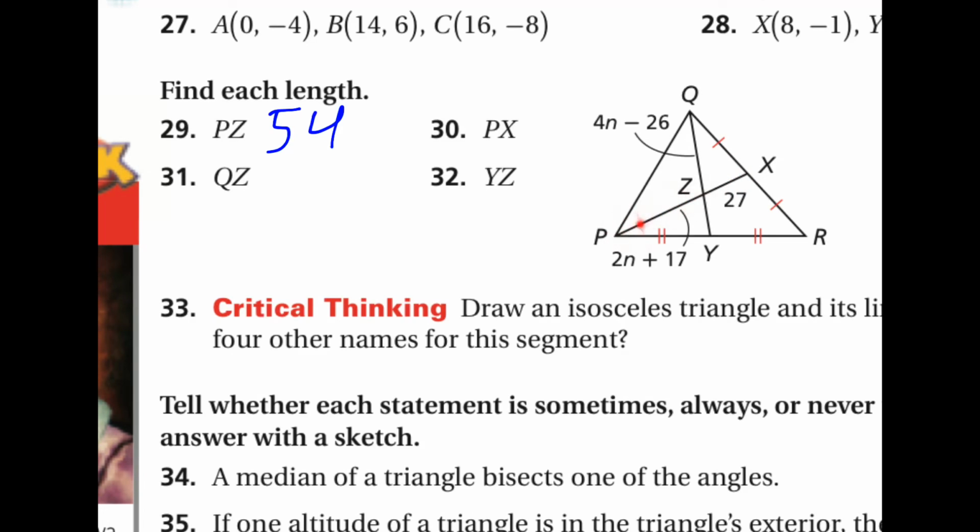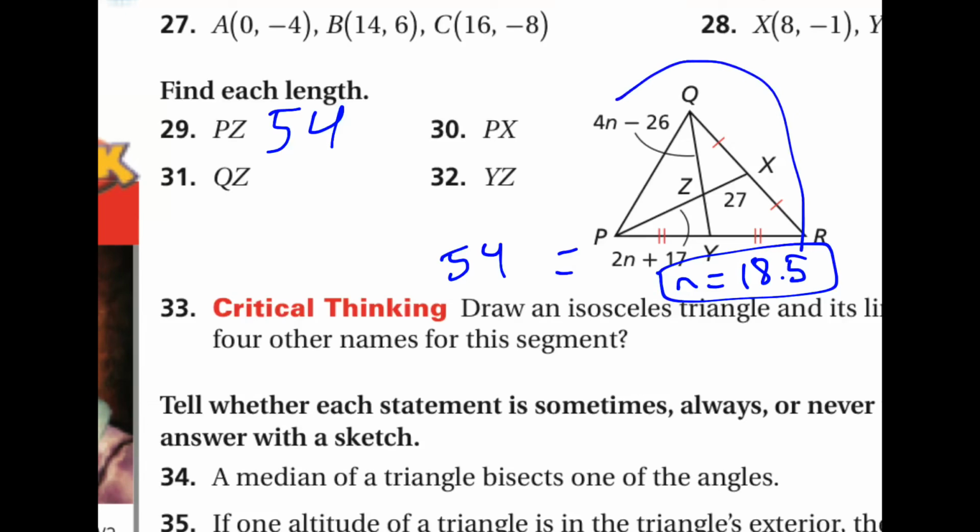So 29, I just take 27, which is 1/3 of this, and I double it to figure out PZ. They tell us that PZ is equal to 2n plus 17 also. So I can set this equal to 54 and solve for n. If I do so, n is equal to 18.5. If I plug that into QZ, I end up with 4 times 18.5 minus 26, which is 48.